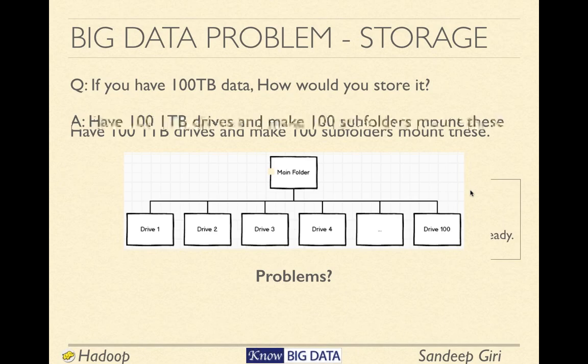This is an interesting point which we all forget to address. Say there was a new movie on Friday, we got the latest movie, and we have put it in a folder in one of these hard drives. Now maybe hundreds of people want to watch it immediately. That will crash that particular hard disk and nobody will be able to watch it. So how do you address these problems with this storage?